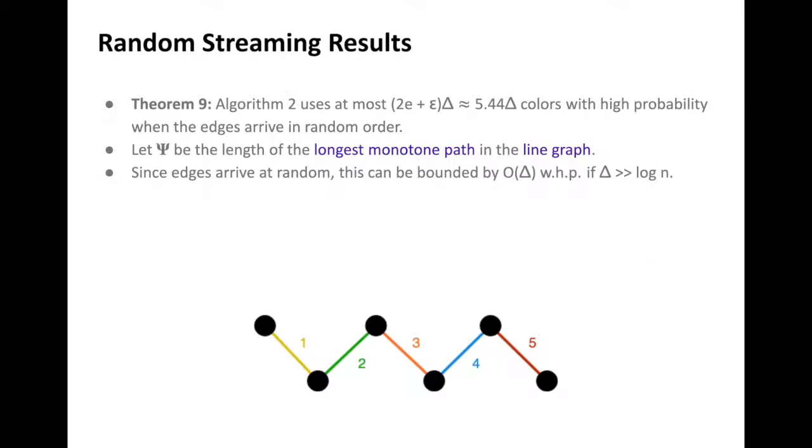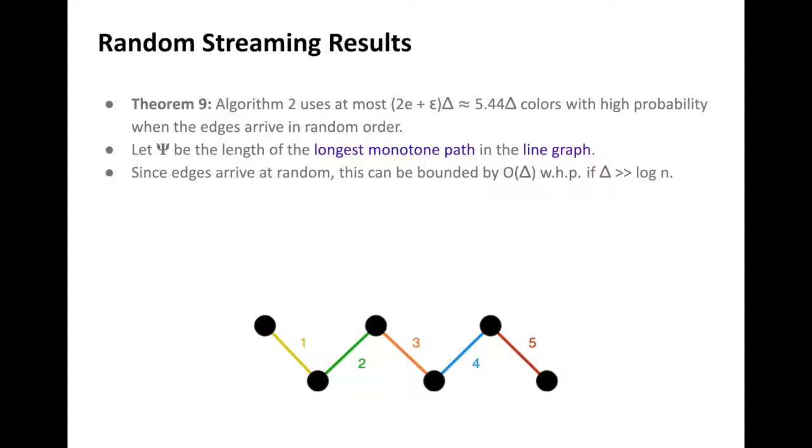It is relatively straightforward to argue that the algorithm always returns a valid edge coloring. To analyze the number of colors used, let psi be the length of the longest monotone path in the line graph, monotone with respect to the arrival times of the corresponding edges in the input stream. We show that the value of psi precisely denotes the number of colors used by the algorithm, and using relatively simple probabilistic arguments, one can bound the value of psi by O(Δ), given that Δ is larger than log n. If Δ is smaller than log n, we can essentially store the whole input graph in our local space and report the Δ+1 edge coloring.